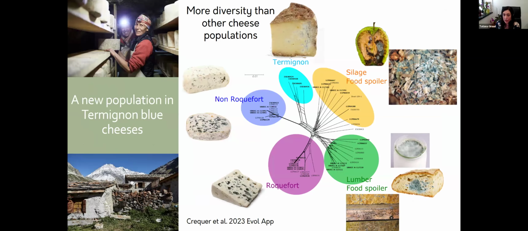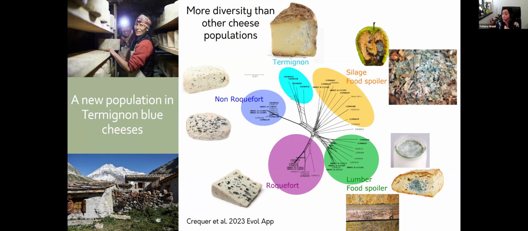But recently we discovered another cheese population. It's in the French Alps, the Termignon blue cheeses that are produced by only 4 farms. And actually, these are rare cheeses where the mold is not inoculated; it comes spontaneously from outside. You can see here the Termignon blue cheese and the mold colonizing from the crust.